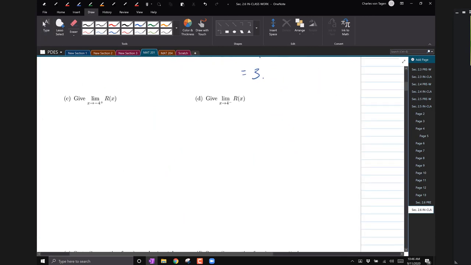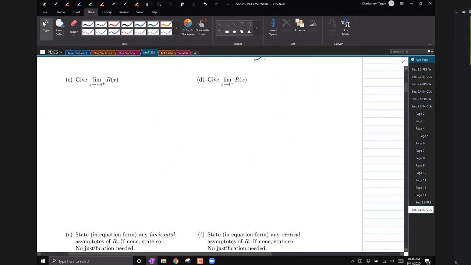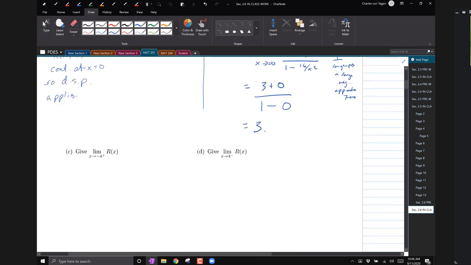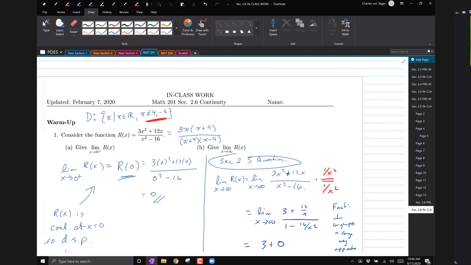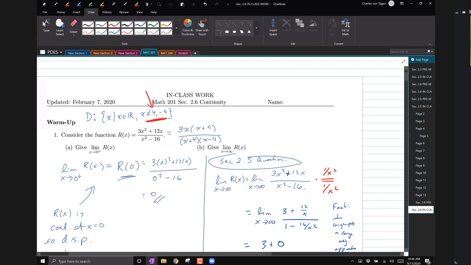We've got 2 more to go. Actually 4 more to go, but these next 2 questions have to do with what? We initially identified the domain, and I'm having you explore what's happening around those exclusions in the domain. At this point, given that 4 is just a standalone excluded value from the domain, we know x equals 4 is a vertical asymptote or a hole. And the same thing for x equals -4.